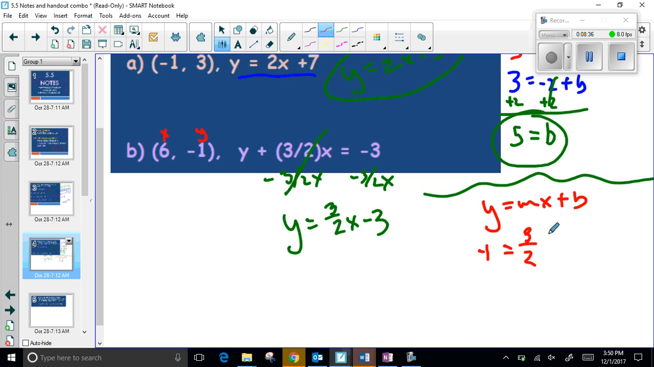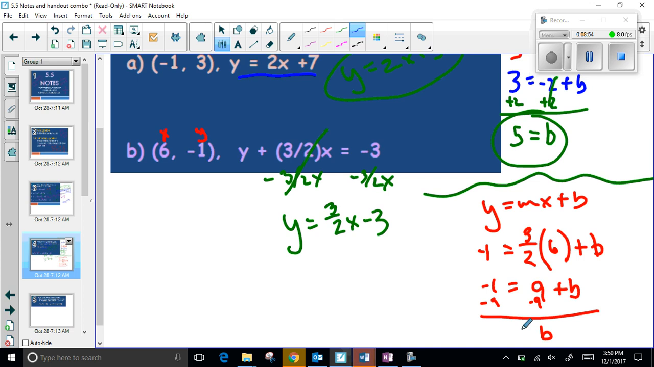Got my red line. 3/2 times 6 plus something. Well, 3 times 6 is 18, but I divided by 2. That makes 9 plus something gives me a -1. When it's all said and done, I subtract 9 on both sides. I end up with my y-intercept being a -10. Well, I've got the 2 pieces of information I need. I got my slope as 3/2, and my y-intercept as -10. So my answer is the line that's parallel to this one but passes through this point is y equals 3/2x minus 10. Ta-da!